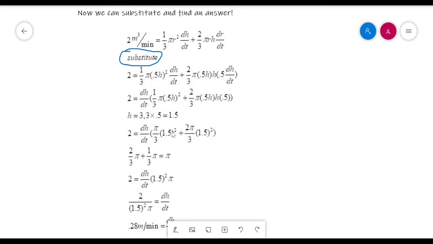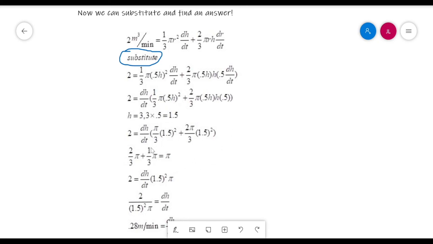And we have h equals 3, right? And half of h is 1.5. So 2 is dh/dt times, this became pi over 3, times half of h, half of 3, 1.5 squared, plus 2 pi over 3, 1.5 squared. You're going to want to go over this a few times. Maybe write it down yourself, make sure it matches the video, to make sure you understand the algebra and the arithmetic.